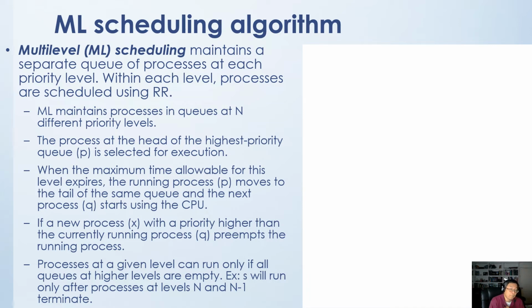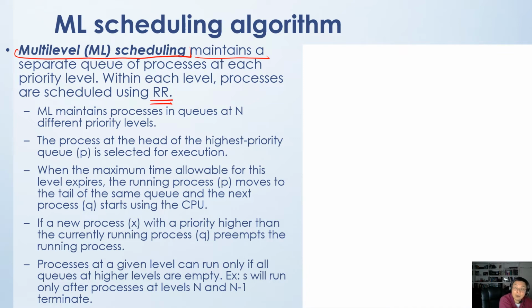So, if an operating system wants to support multi-level priorities, then a single queue for round robin is not enough. So the operating system needs to maintain processes in queues at different priority levels. So that's called multi-level scheduling. Multi-level scheduling maintains a separate queue of processes at each priority level. Now, within each level, processes are scheduled using round robin.